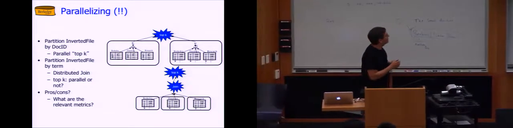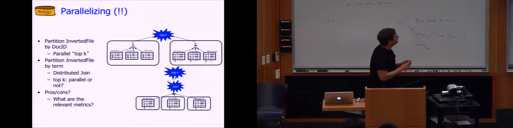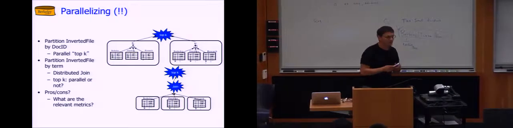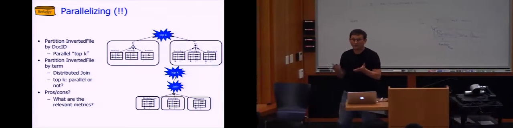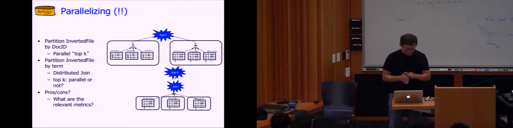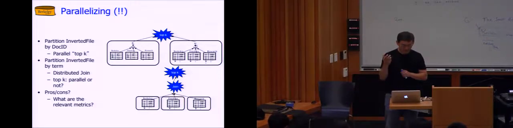Okay. On the flip side, if you partition by term, it's a little hard to predict how a given node's going to have to work. So handling things by partitioning by doc ID is quite nice.